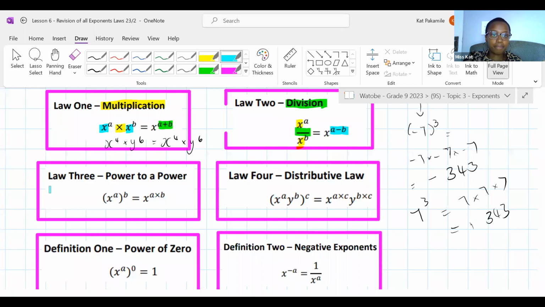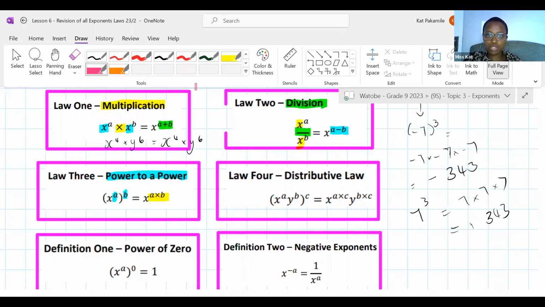Okay, law number 3 is power to a power. So we have a power, which is A, to a power, which is B. Not to be confused with law number 1, which is 2 bases. This is 2 exponents. So if you have a power to a power, what do we do? We multiply the exponents. I hope we are together so far.